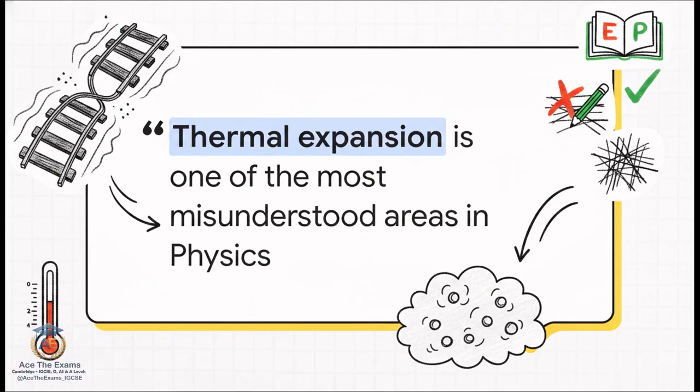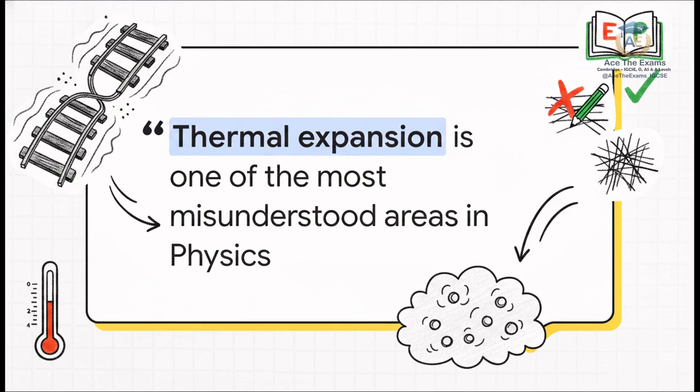So why is that? Why do so many smart, capable students drop the ball here? It's because this topic demands that you bridge a massive gap. You have to connect the macroscopic world, the big things we can actually see with our own eyes, like giant steel railway tracks buckling in the intense summer heat, or the tiny column of red liquid visibly rising inside a glass thermometer. You have to connect that to the microscopic world, the completely invisible, chaotic behavior of atoms and molecules.